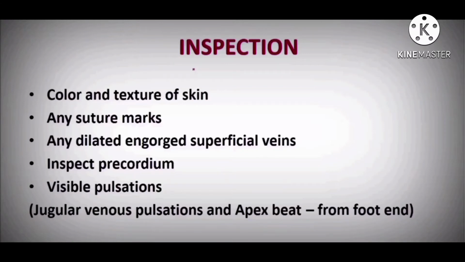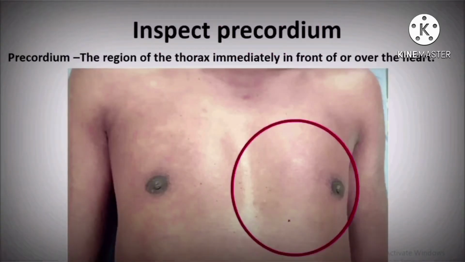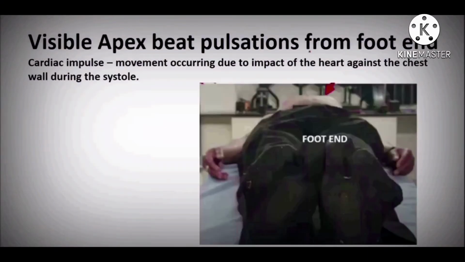Inspection. Look for the color and texture of the skin, any suture marks, any dilated engorged superficial veins, and inspect the precordium. Precordium is a region of the thorax immediately in front of the heart. The chest normally is bilaterally symmetrical. Compare both sides of the chest and both sides of the chest movements.